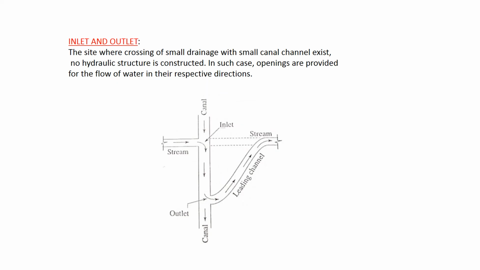Now the last one is the inlet and outlet. This is the canal and this is the stream. When the irrigation channel meets a small stream or drain at the same level, the drain is allowed to enter the canal at the inlet. This is the inlet. At some distance from this inlet point, a part of the water is allowed to drain as outlet.